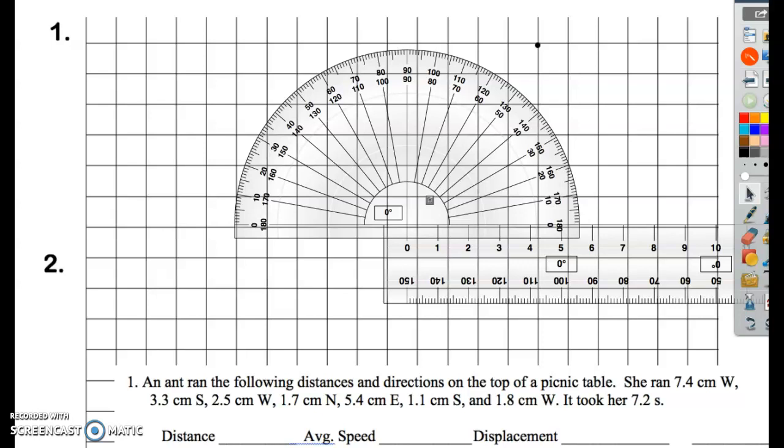Mr. McMurray, and we're here doing the vector and resultants worksheet again, because nothing says fun like doing it twice, right? All right, we had finished most of it, but we need to do a little bit more.